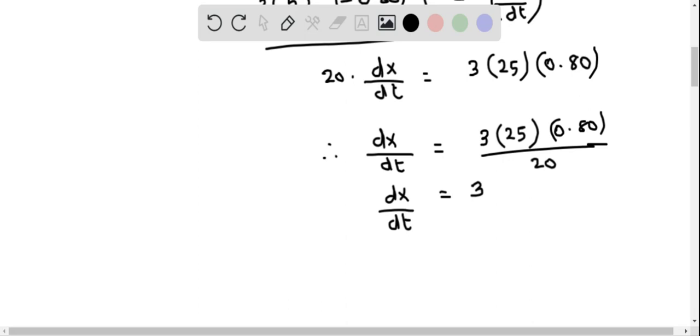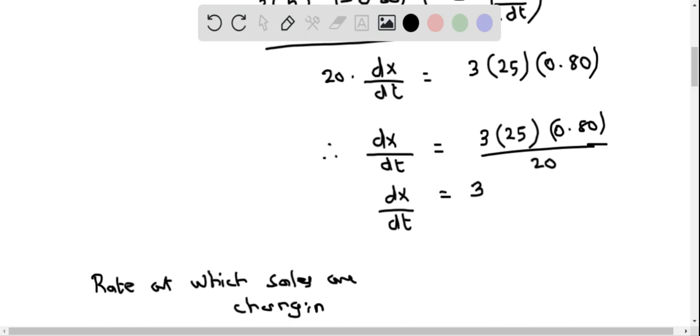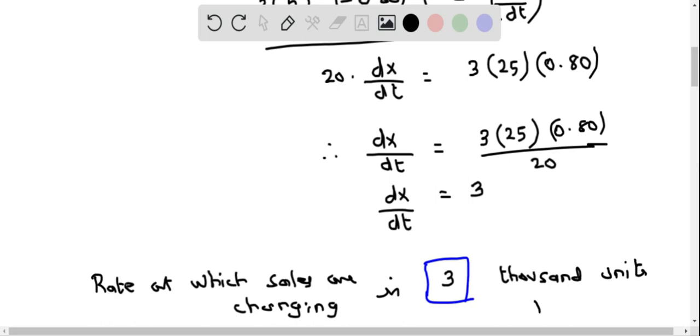Therefore, we see that the rate at which sales are changing is 3, and the unit is given as thousands of units per week. This is 1000. So it's basically 3000 units per week.